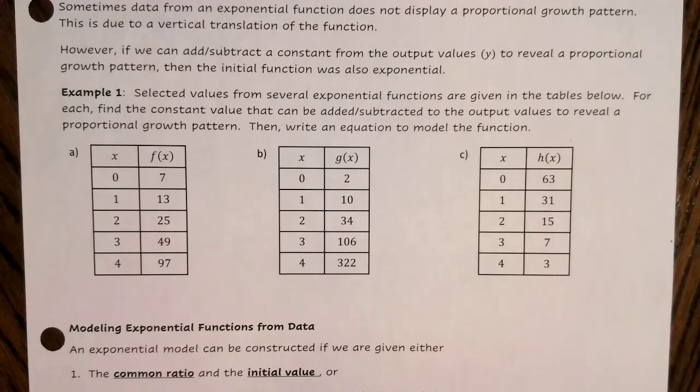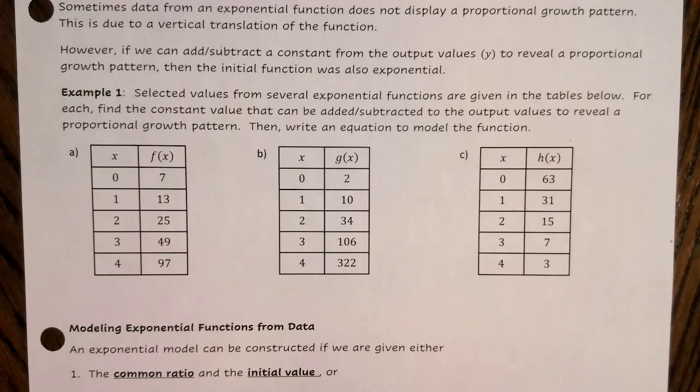In previous lessons, we looked at some exponential tables, and we were able to see a proportional growth pattern from looking at the initial table. Today, we're going to look at some where you don't see that proportional growth pattern straight from where it is. That's because there's a vertical translation on the function. So if we can add or subtract a constant from the output values, the y values, to reveal a proportional growth pattern, then the initial function was also exponential. It just had that vertical translation.